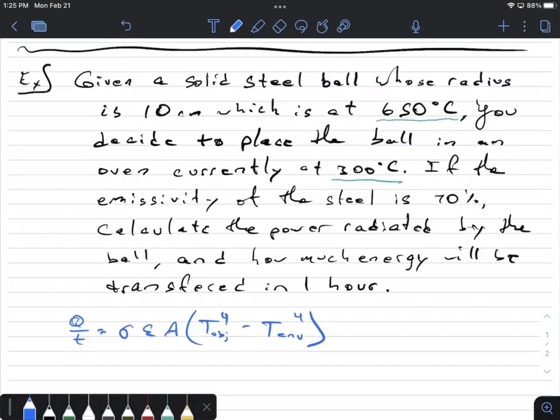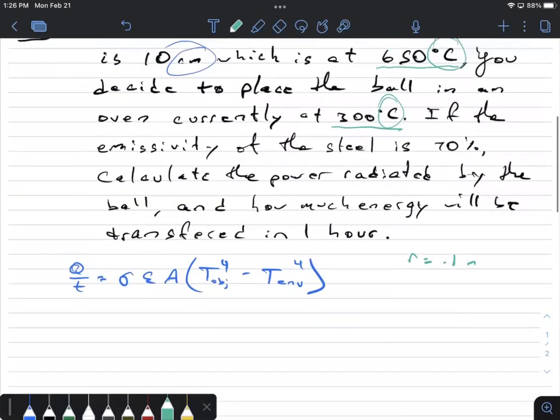What else do I see? Well, I see centimeters sitting here for the radius, and that's bad. So first thing I'm going to do is I'm going to say, let's convert the radius from 10 centimeters. That's going to be 0.1 meters. I also see degrees Celsius for the temperatures, and I know Celsius is bad units for radiation, so I'm going to convert them as well.